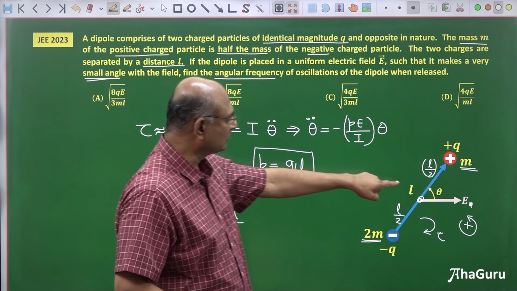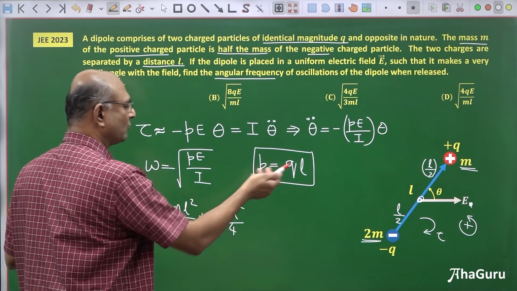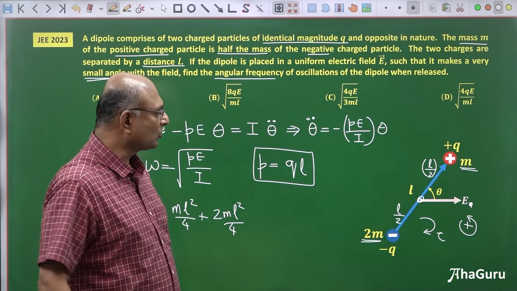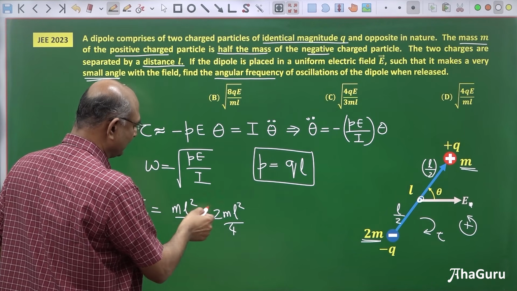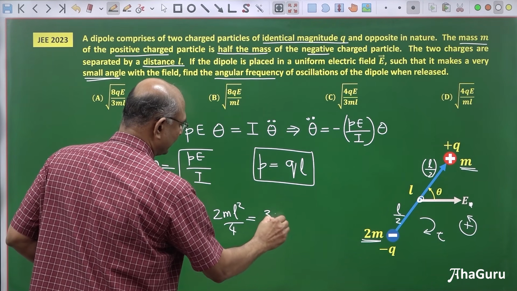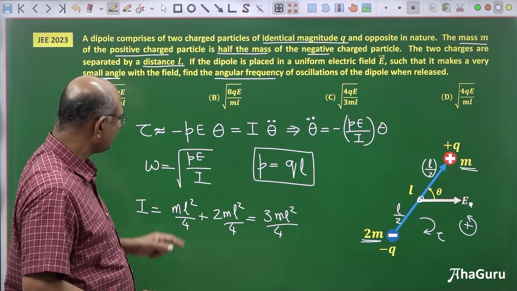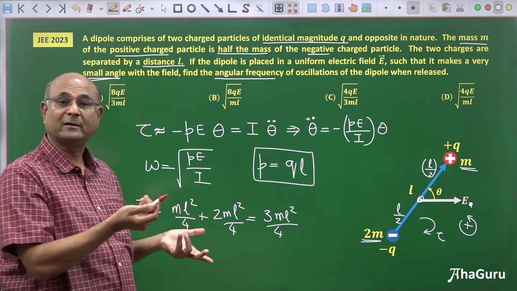We are taking everything about the center. Torque about the center. In this case, overall torque will anyway be that only, couple. But we are taking it about the center. And so moment of inertia also, we are taking it about the center. So if I now look at this, this will be 3 ML square by 4. And if I take this I and substitute it in here, I'll get what is omega.